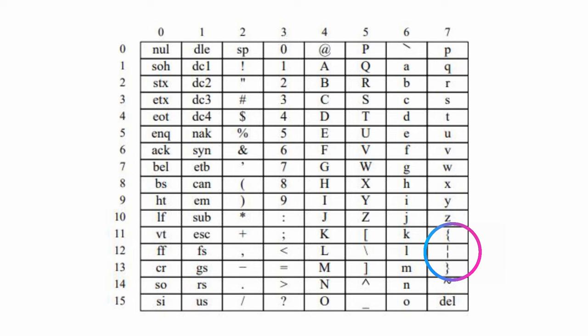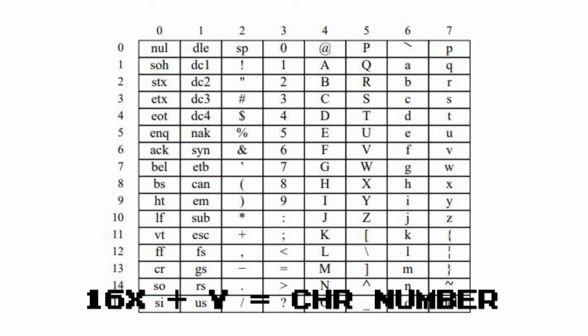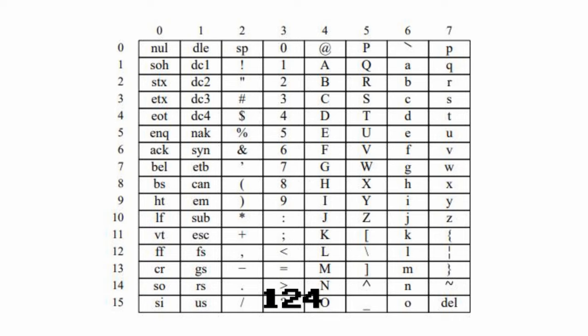So this broken bar would become ASCII character 7C, and you get that with the formula 16 times X plus Y, where X is the column number and Y is the row number. That gives us 124, which is 7C in hex.